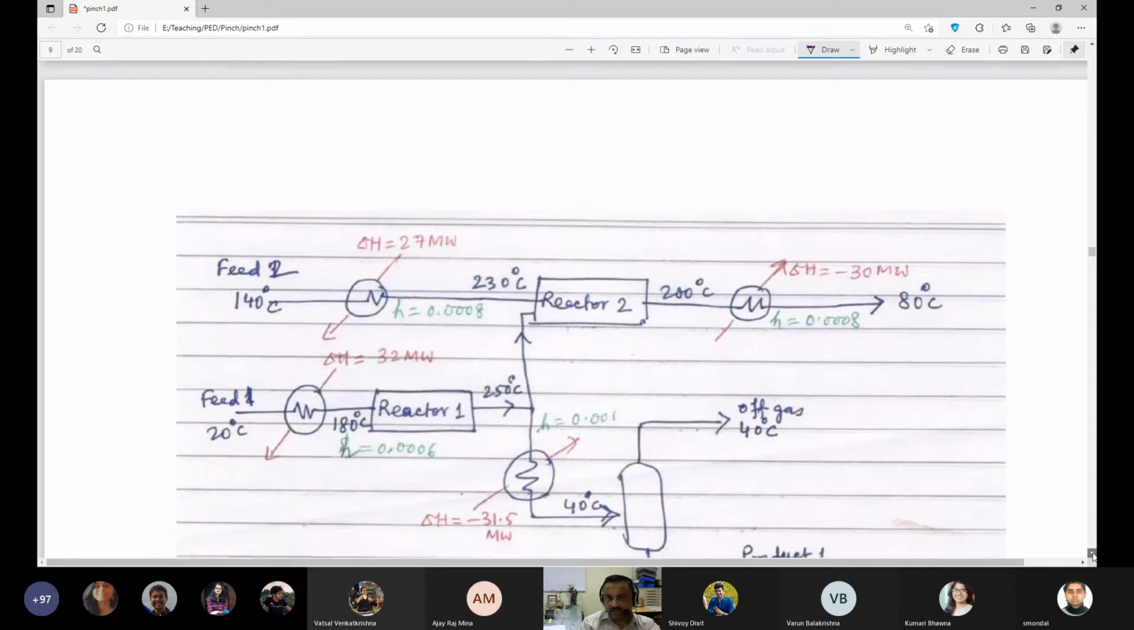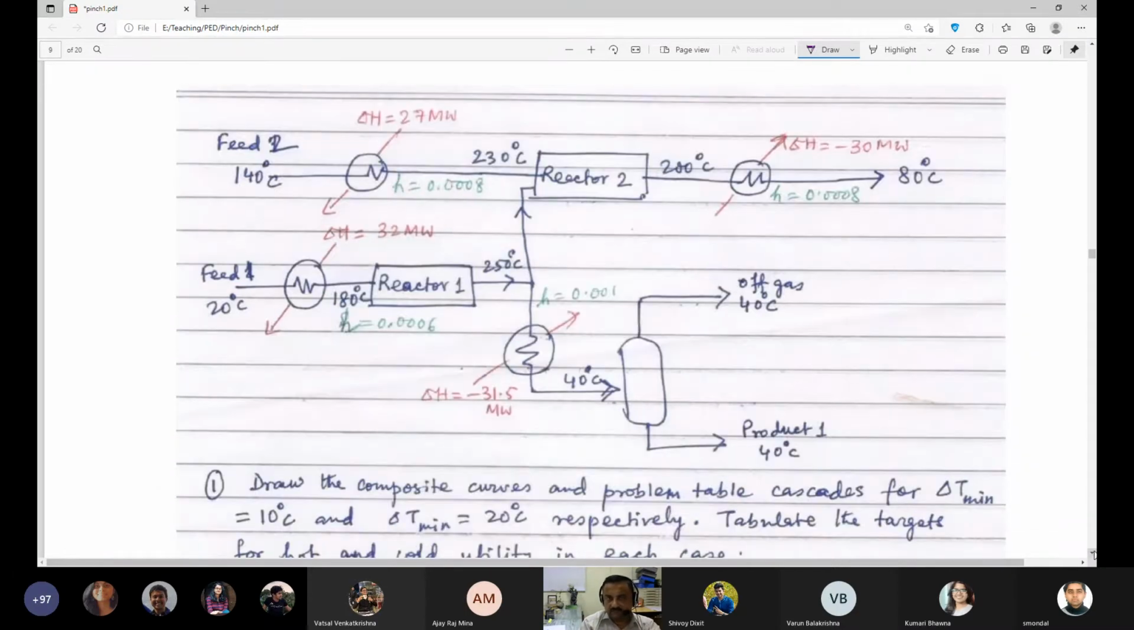Now here comes a problem that we are going to talk about in detail. And probably a very similar problem I expect you to perform as well. So go through this problem carefully. Your assignment would be a very similar problem.